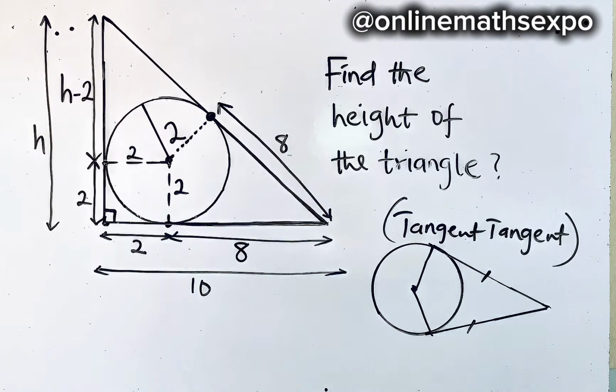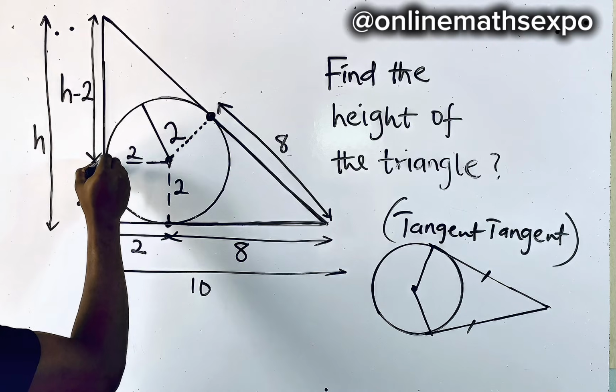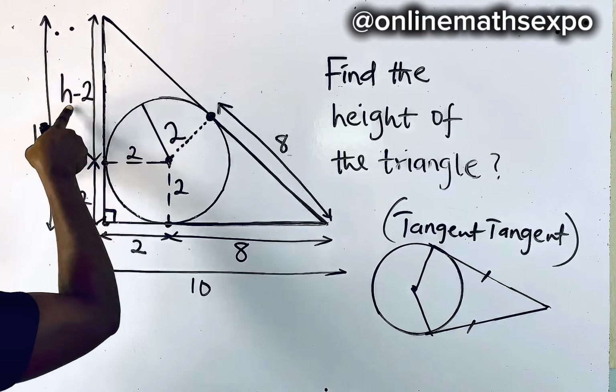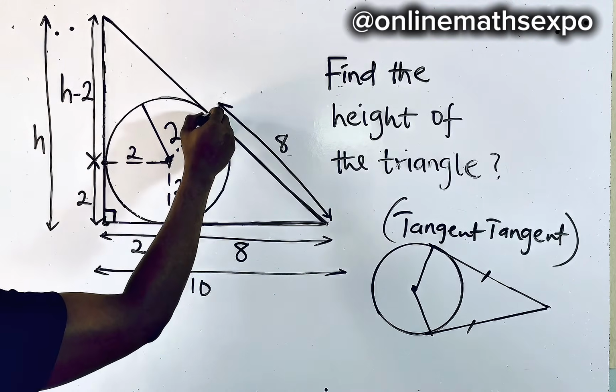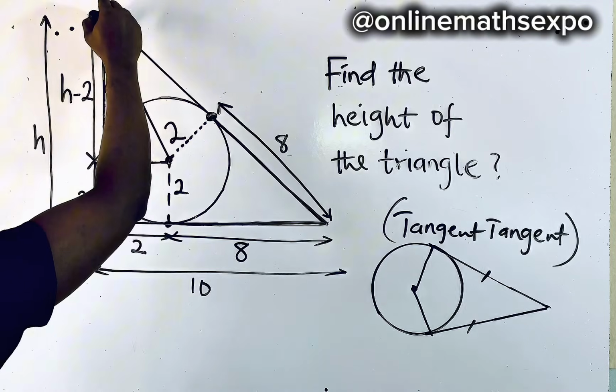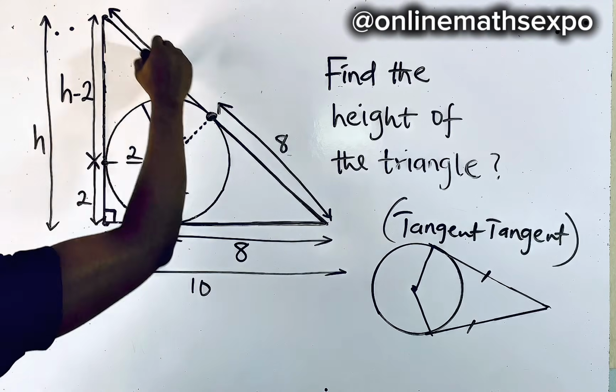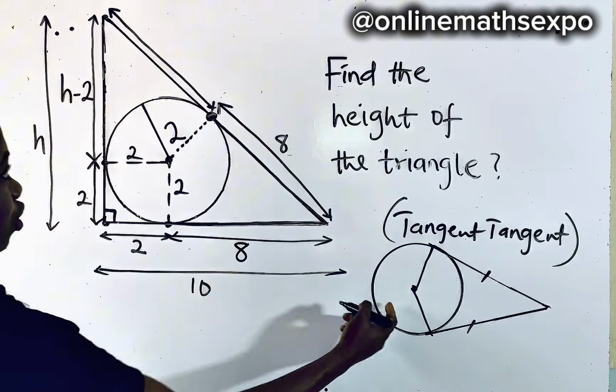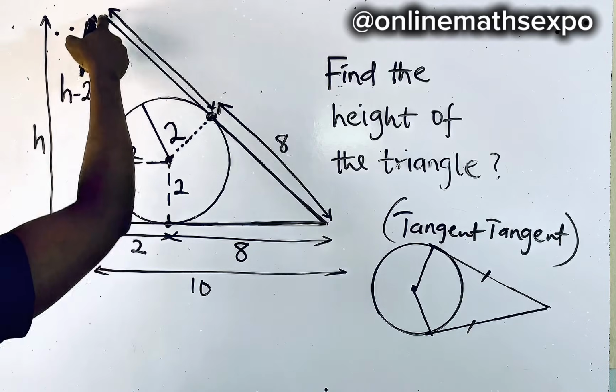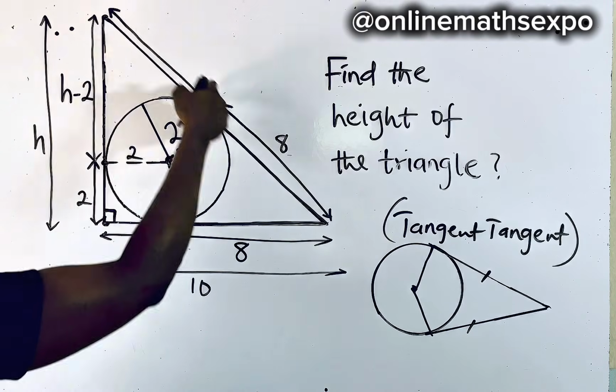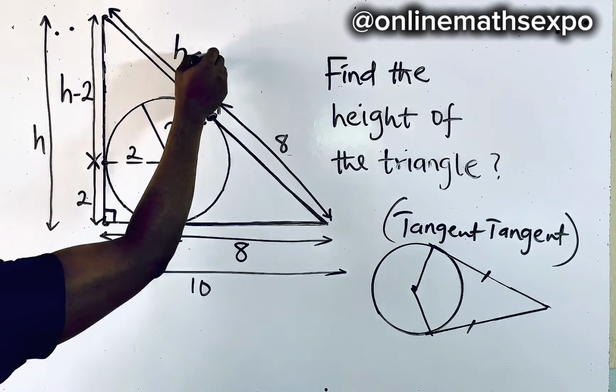Now, what do you do next? Go back again. Observe also that from here to here is given as this, and it should also be the same as from here down to this point, obeying the same theorem. So in that case, if here to here is h minus 2, this will also be h minus 2.